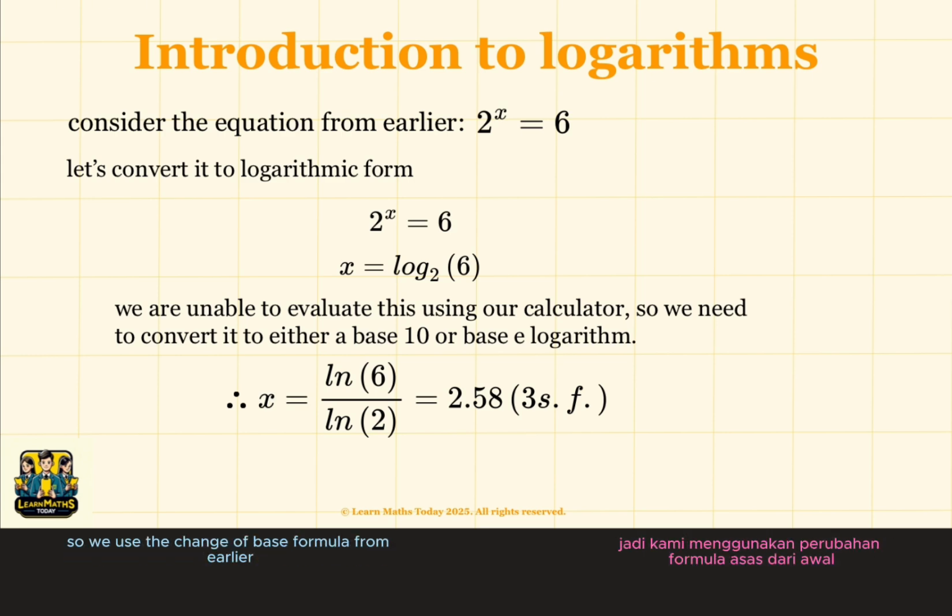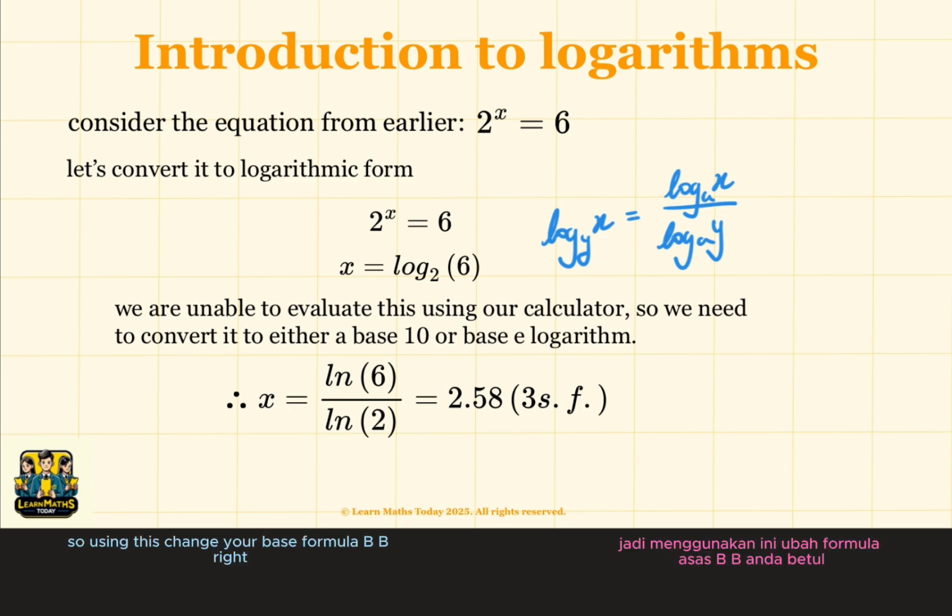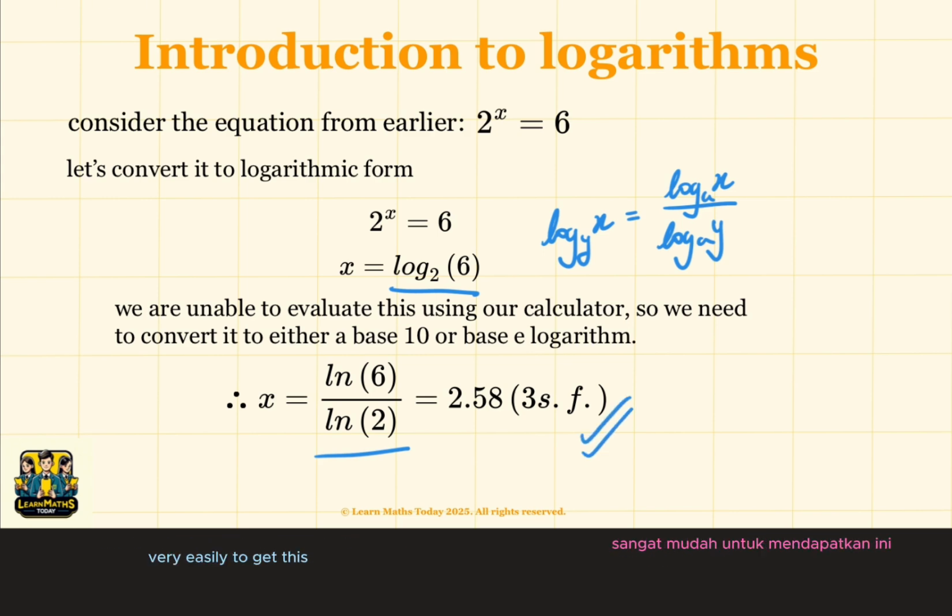So we use the change of base formula from earlier, which is log x base y equals log x base a over log y base a. Okay? So using this change of base formula, we rewrite log 6 base 2 into ln 6 over ln 2. And we can evaluate this using our calculator very easily to get this. And we correct it to 3 significant figures.